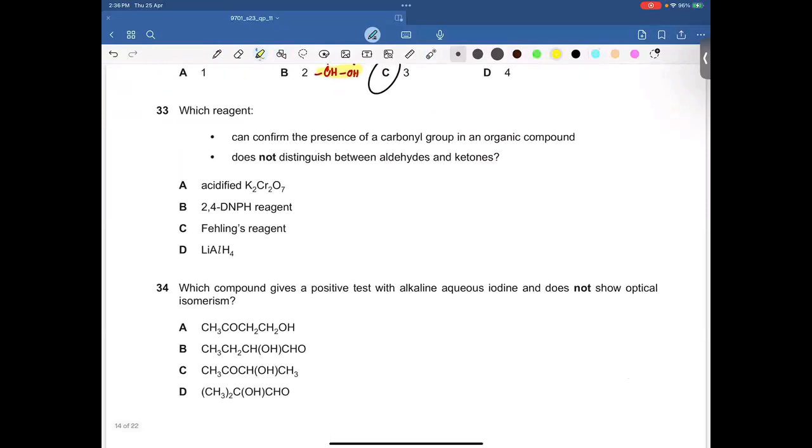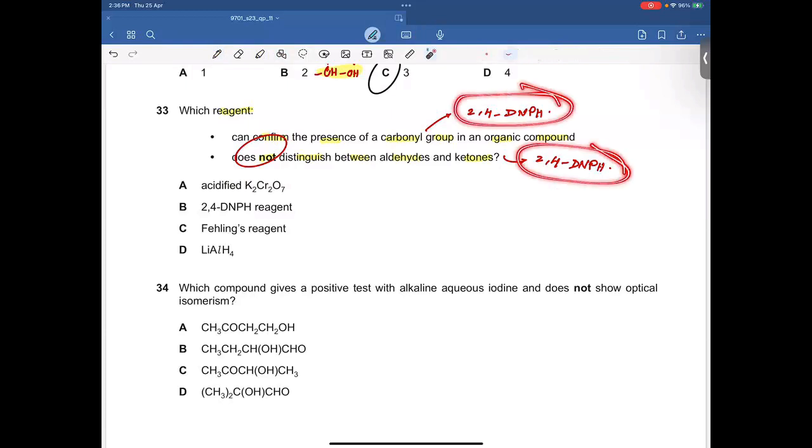Question 33. Which reagent can confirm the presence of a carbonyl group in an organic compound? So, presence of carbonyl group. For this, we can use 2,4-DNPH. Does not distinguish between aldehyde and ketone. If you cannot distinguish aldehyde and ketone, which means I will use 2,4-DNPH, because this 2,4-DNPH observation is same both for aldehyde and ketone, and so we cannot distinguish whether it's aldehyde or ketone, right?